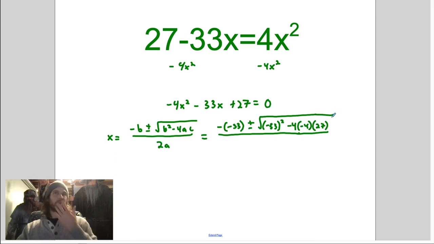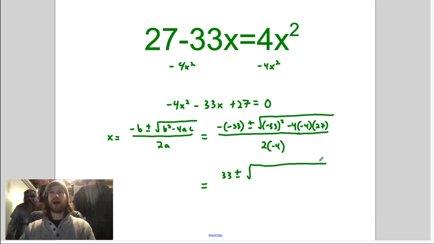All right. Notice I put the negative inside the parentheses here when I substituted, so please be careful. All over 2a, which is 2 times -4. It's going to be a whopper, folks. That's okay. The opposite of -33 is 33. This is 33. Plus or minus the square root, and I was lazy. I didn't memorize my squares all the way up to 33, like some of you guys. Crazy smarties in this class.